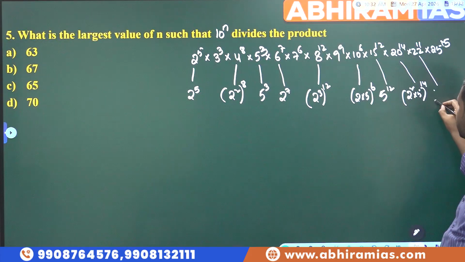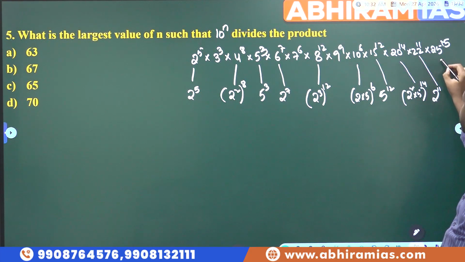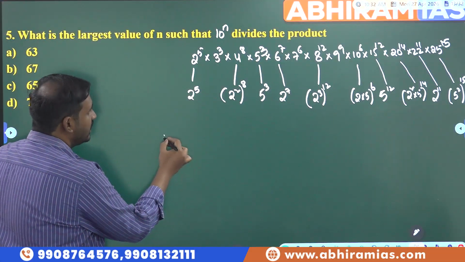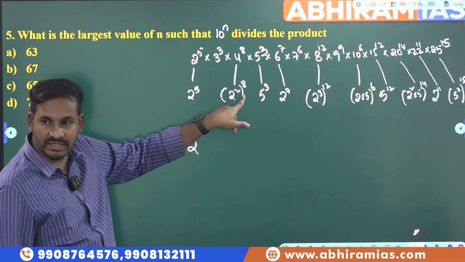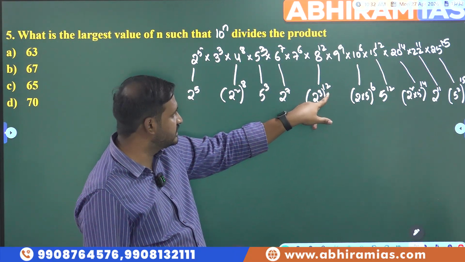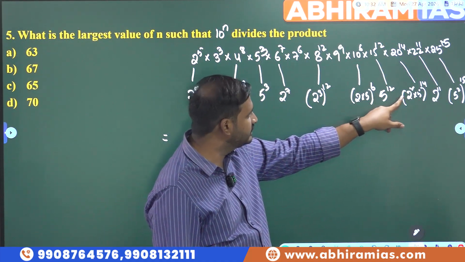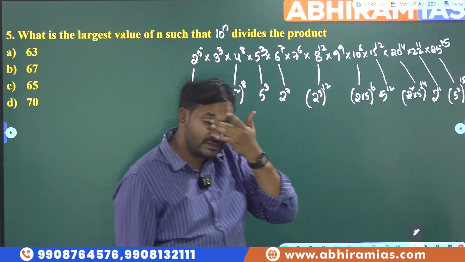Next 22: 2 power 11 for me. Next 25: 5 square whole to the power of 15. Now please see here, students. The power of 2 is 5, 16, 21 plus 7 is 28, 28 plus 36 is 64, 64 plus 6 is 70, 70 plus 28 is 98, plus 11 is 109.